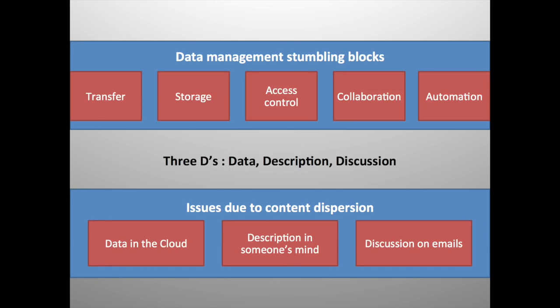Furthermore, in the same spirit, I like to think that data is not just about files and folders. There is a context about the data, which I call description. And there is some discussion about this data, which happens through emails. So data lives somewhere, maybe on the cloud, description lives in somebody's mind, and discussion lives in emails. And when you have more of these things, it becomes really hard to track. And so if we can co-locate these things together, we can minimize that pain quite a bit.